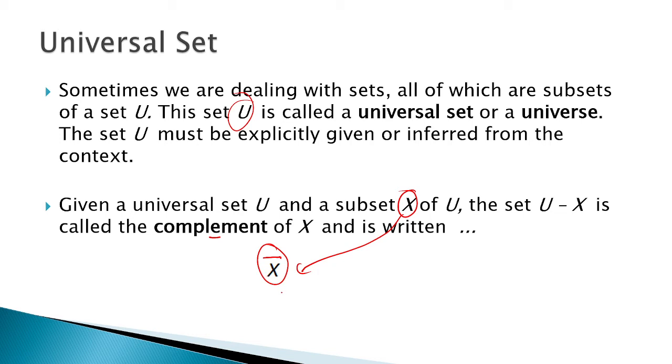So, X, tapos yung X bar, they are the complement of each other. Why? Because pag pinagsama mo sila, you will form the universal set. No? If you union mo yan sa X, X bar, you will get the universal set. So, that's why yun yung tawag natin sa kanya, complement.